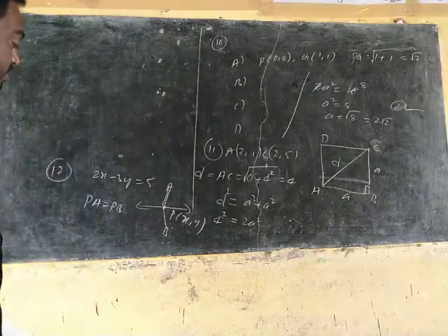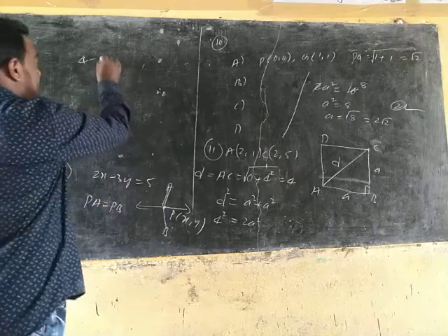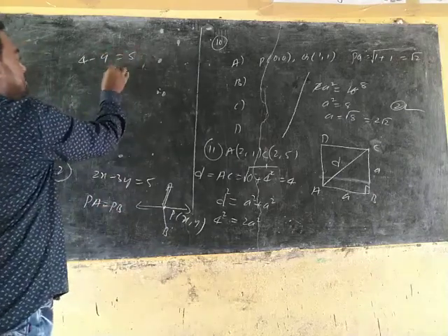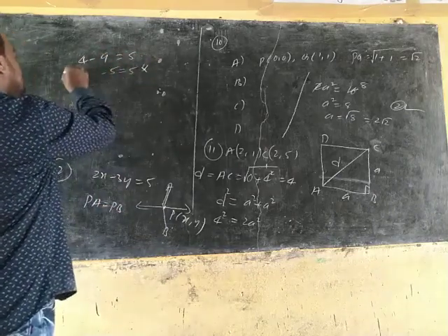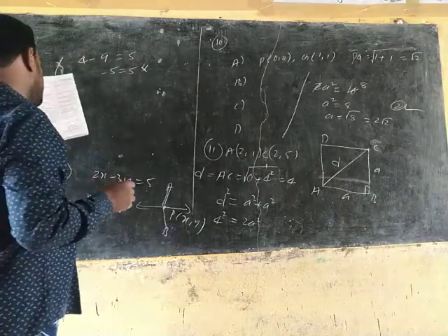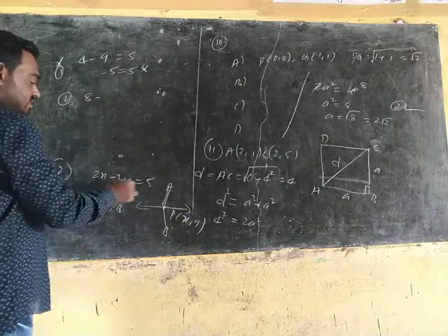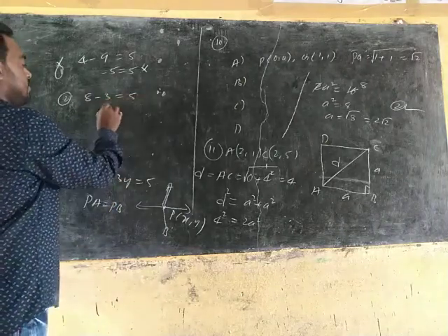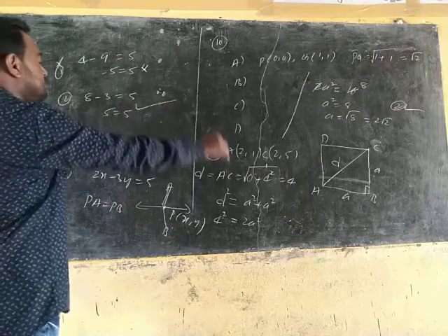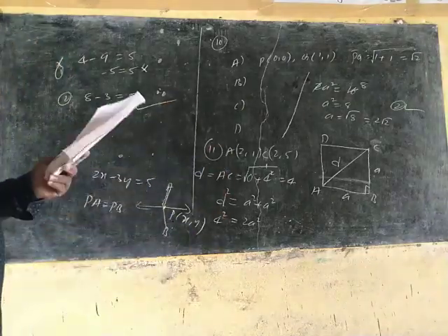2 comma 3. 2 2s are 4, minus 3 3s are 9, 4 minus 9 plus 5 is not equal to 5. It is wrong, so option 1 is wrong. Option 2 is 4 comma 1. So 4 2s are 8 minus 3 1s are 3, plus 5 is equal to 5. 5 is equal to 5. So option 2 is right for this question.